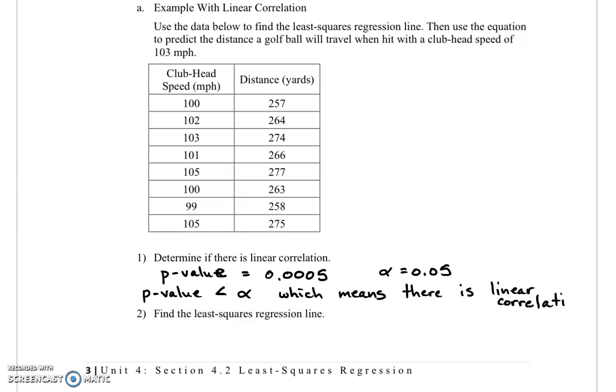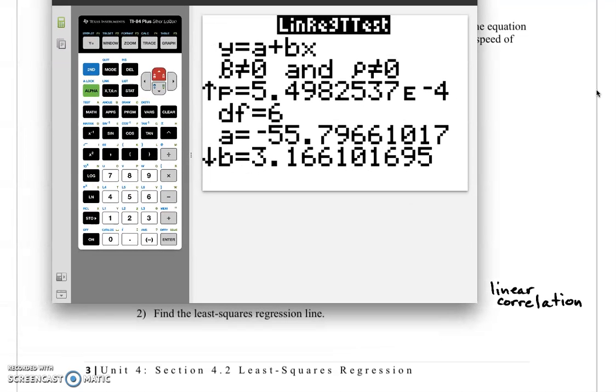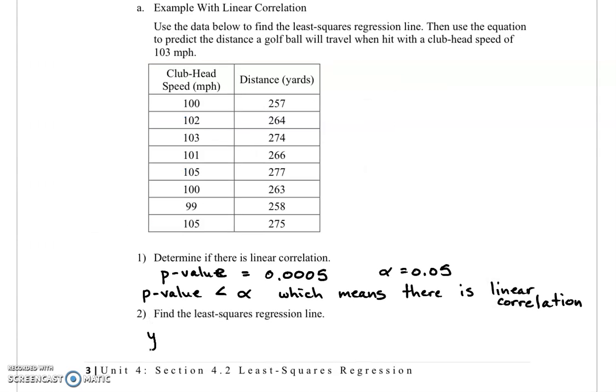So now we need to find the regression line. So we have y hat equals, and remember the calculator's different. It says it's bx plus a. So let's write down what the calculator gave us.